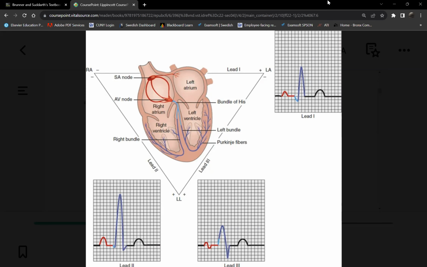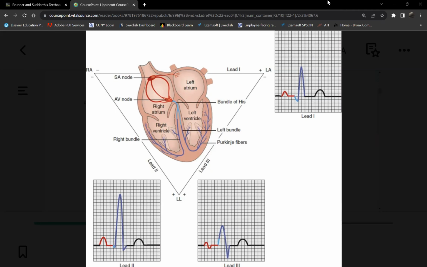And since lead 2 is parallel, in most of the figures you'll see in this chapter, most of the ECG tracings you'll see are taken from lead 2. Lead 2 resembles the most almost perfect visualization of electrical conduction representation.